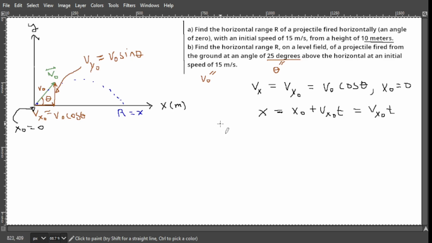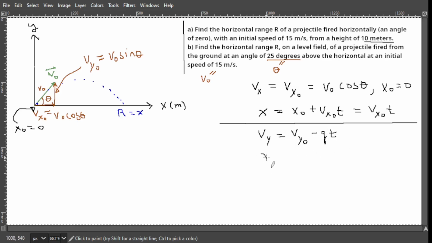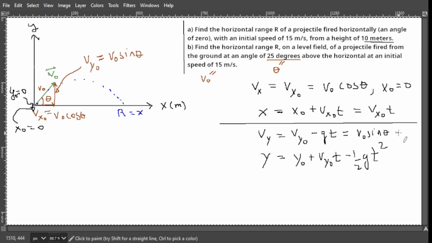Now let's go to the vertical component, the y component of the motion. So our y velocity is given by vy0 minus gt. And our y position is given by y0 plus vy0 t minus 1/2 gt squared. And x0 is equal to 0, and y0 is also equal to 0. We're firing it from an initial height of 0. So for our simplification, what will we get? This is v0 sine of the angle minus gt.